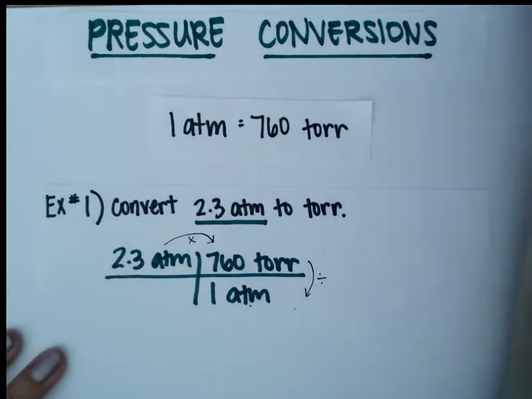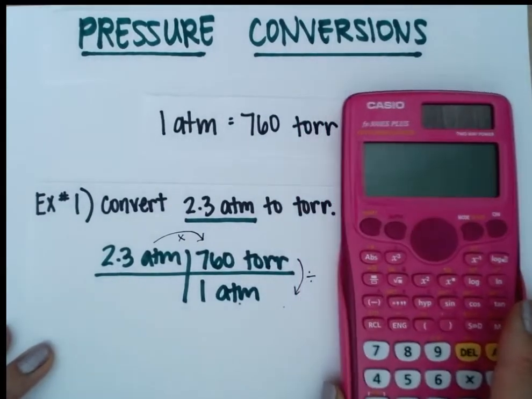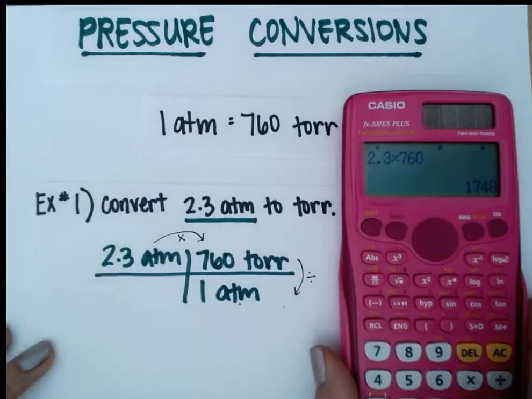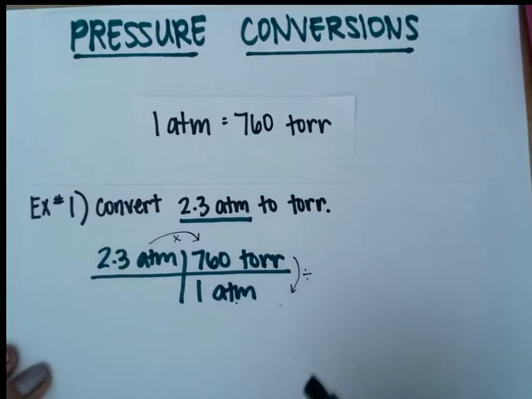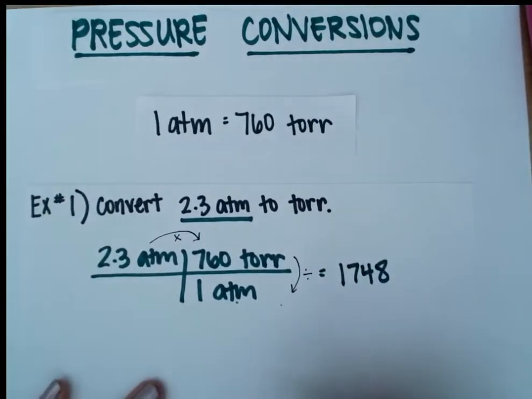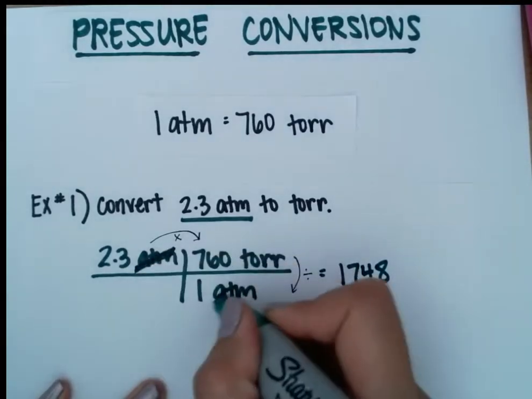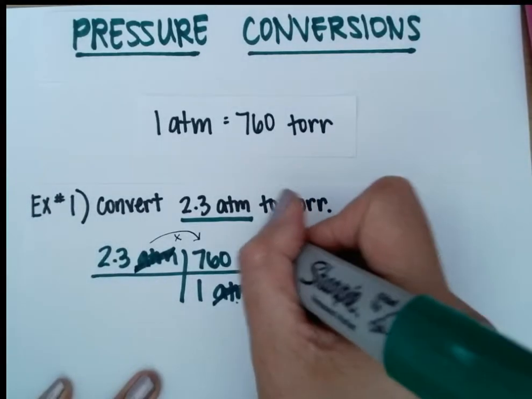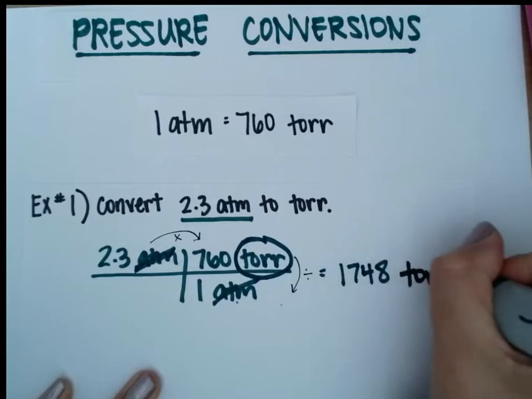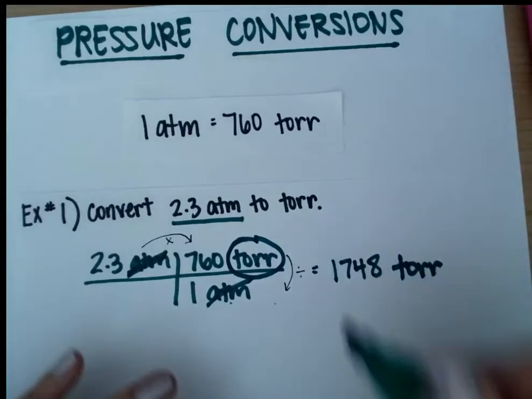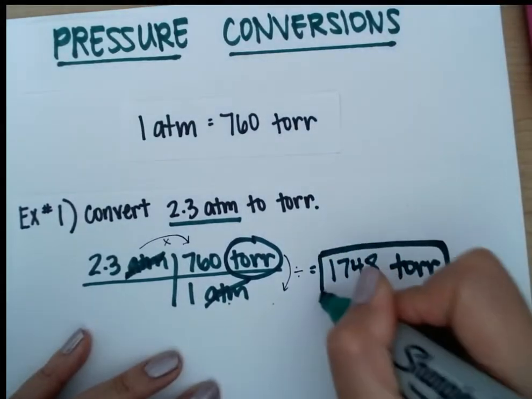Okay, so I'm going to take my calculator and plug in 2.3 times 760, so that gives me 1,748. And if we are trying to figure out which units we're going to use, just make sure your ATMs cancel out, because when you divide ATM by ATM, you get 1, and then we're left with torr, which is going to be the unit of my answer. So in this particular problem, the answer is 1,748 torr.